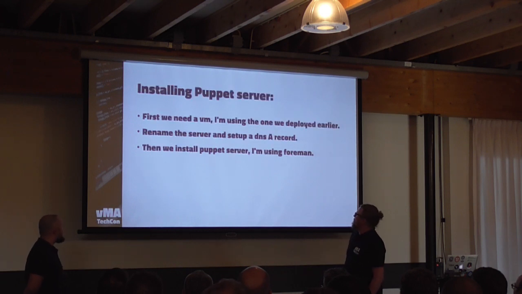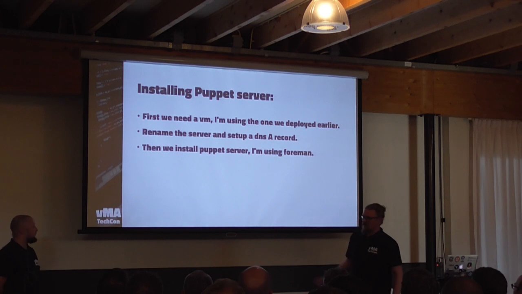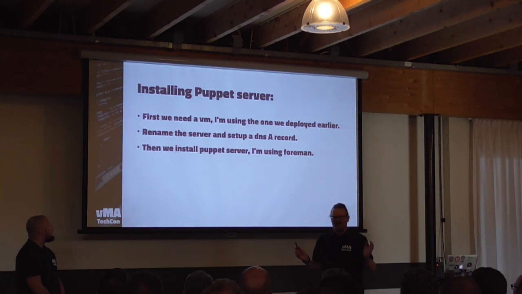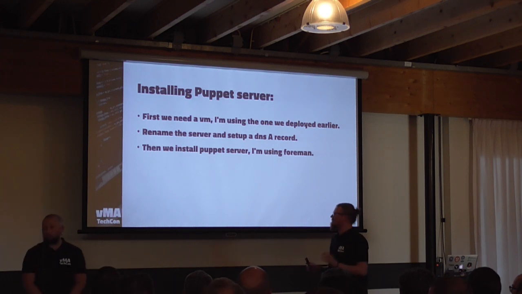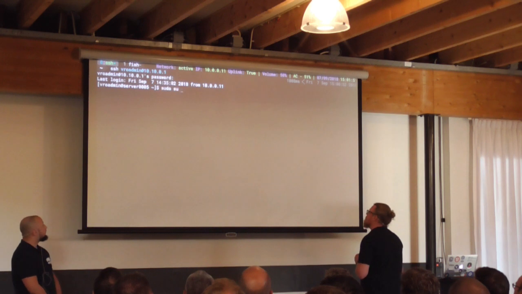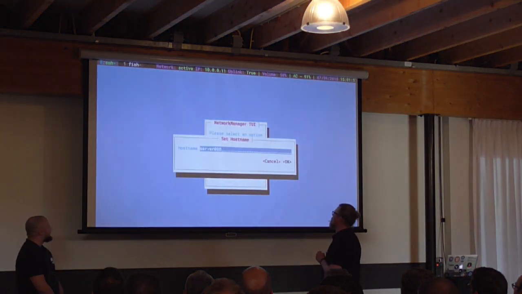So, installing the Puppet server. First, we need a virtual machine. I'm lazy, so I'm going to use the one I just deployed. Rename the server, set up a DNS record, and install a Puppet server. I'm using Foreman, which is an open source package which gives you all the features of Puppet Enterprise without the hassle. So here we go. I'm going to log into that server. See how fast I can type. It's amazing.